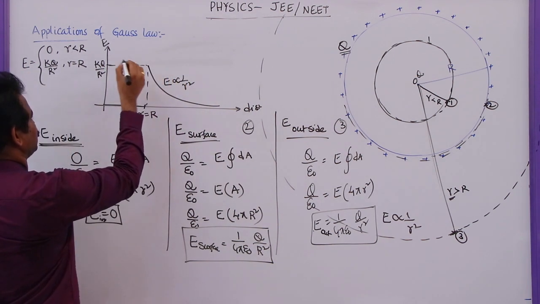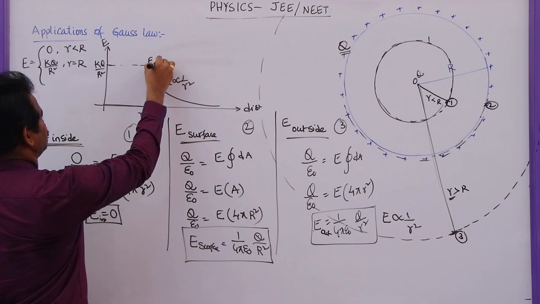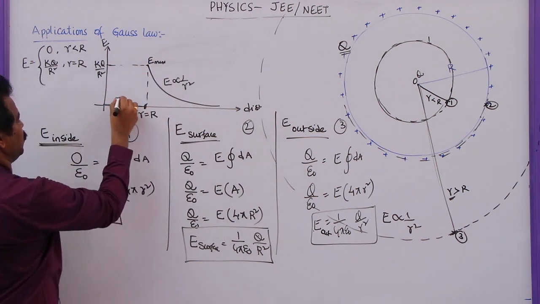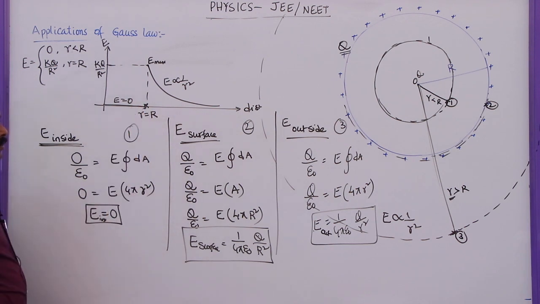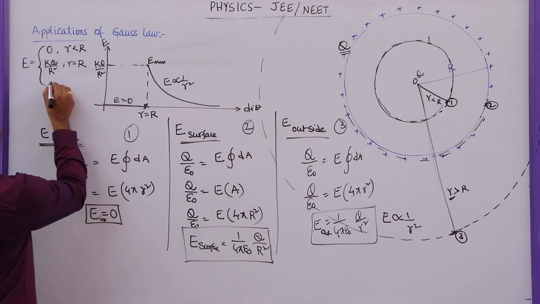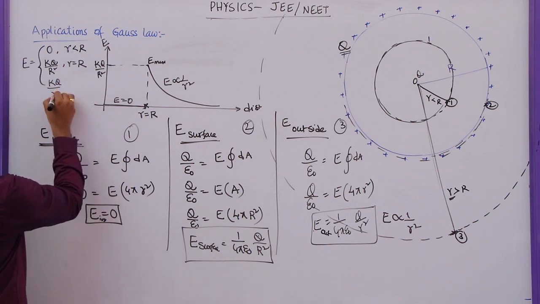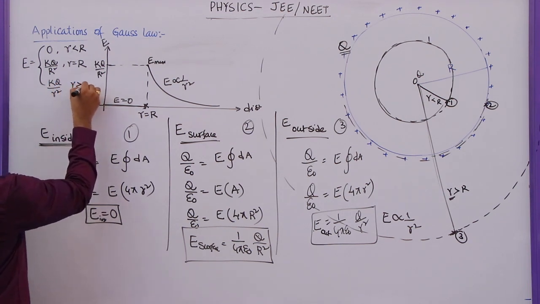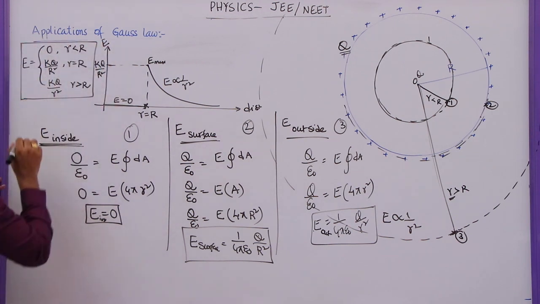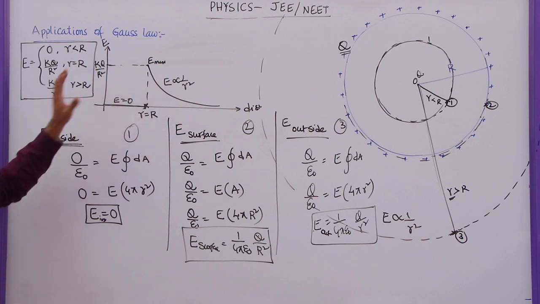Here electric field is maximum. This is E max. Afterwards electric field will decrease. So here electric field is 0 till we reach the point on the surface of the sphere. Then electric field will be k q by r square when r is greater than capital R. This is very important from the exam point of view. So this is the corresponding graph.